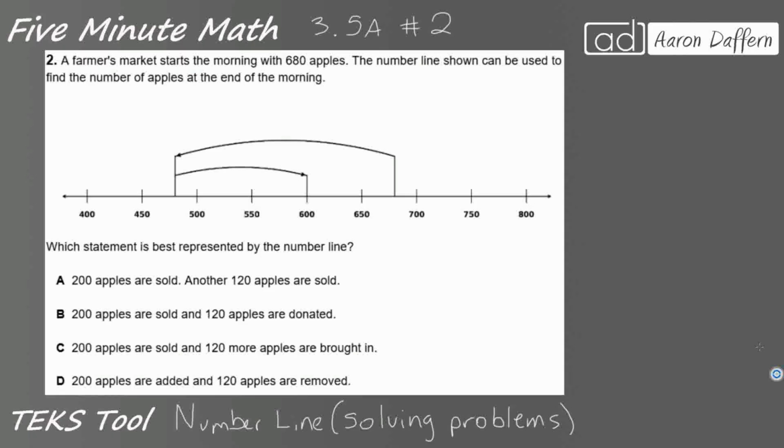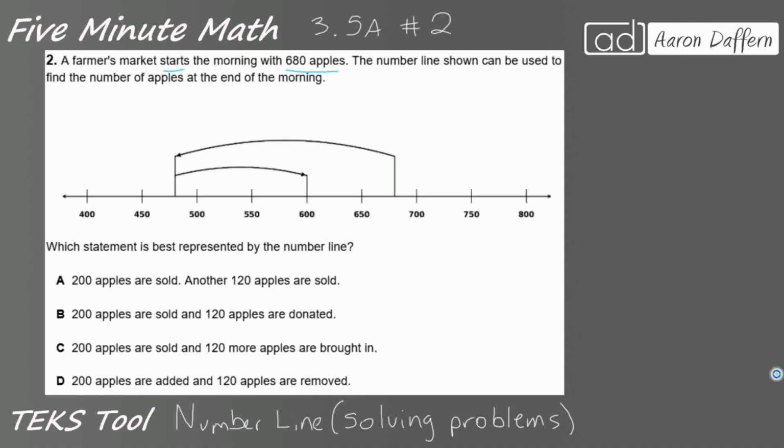So we have a farmer, and the farmer's market starts with 680. So what the starting number is going to be very important. And then this number line shows how much the farmer has at the end of the morning. So we have a starting number at 680. We need to use this number line to figure out what the ending number is.